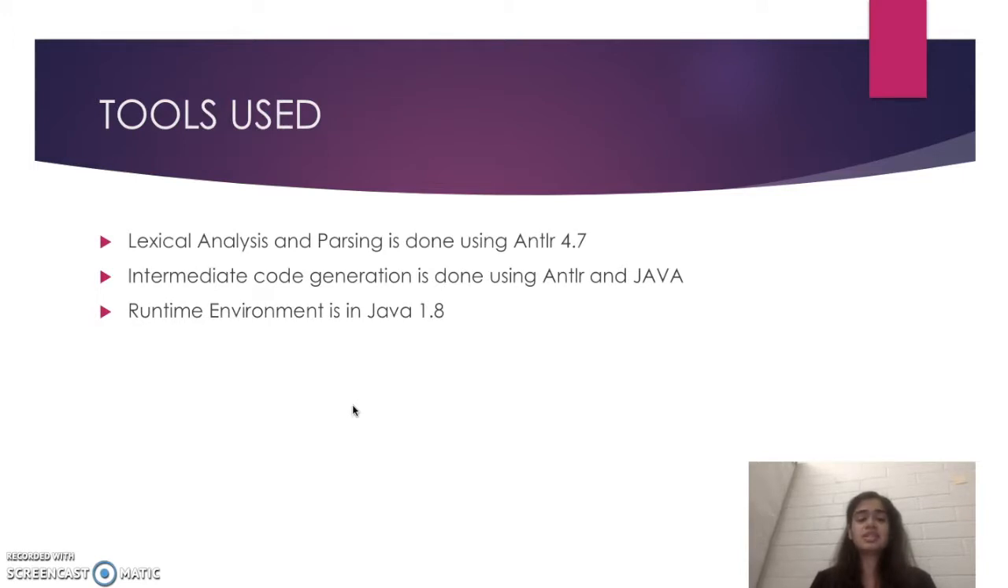The tools used for its development are, for the lexical analysis and parsing, we have used ANTLR 4.7, and the intermediate code generation is done using ANTLR in Java. Runtime environment used is Java 1.8. Now Aditya will be talking about the features of our language and discussing the grammar.